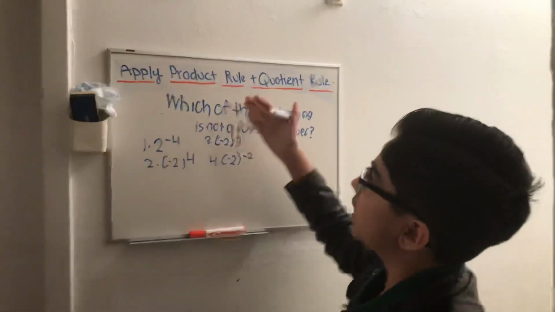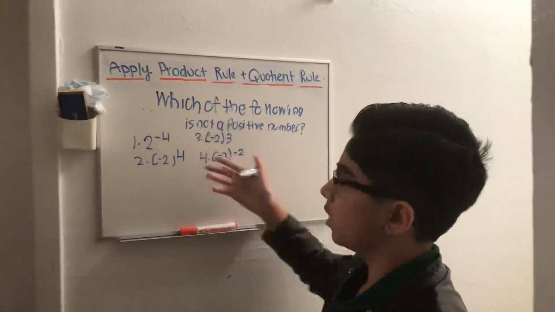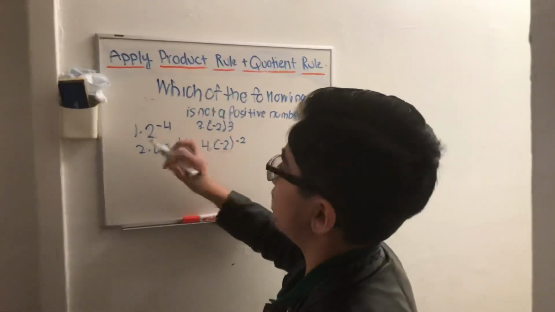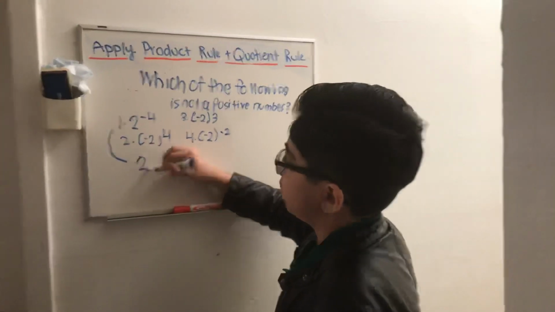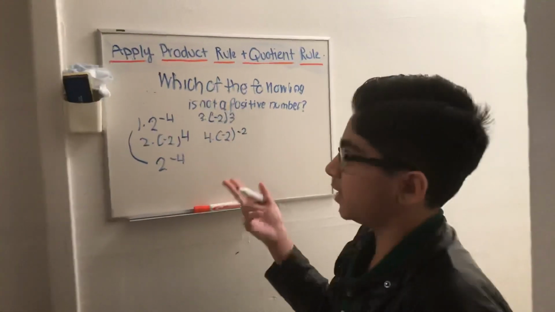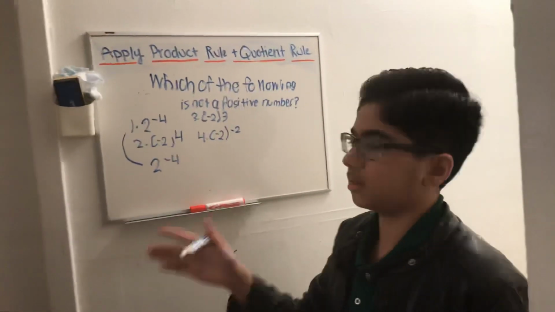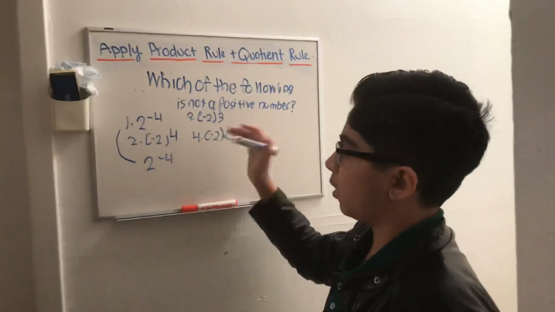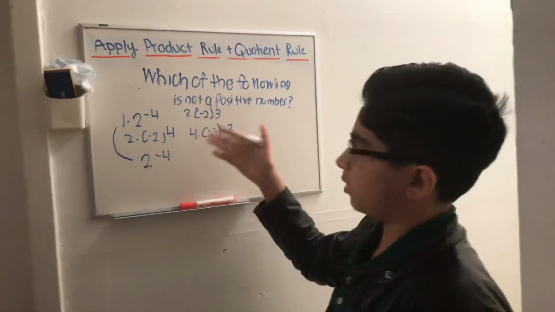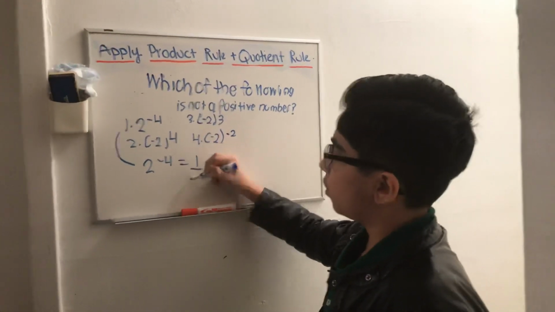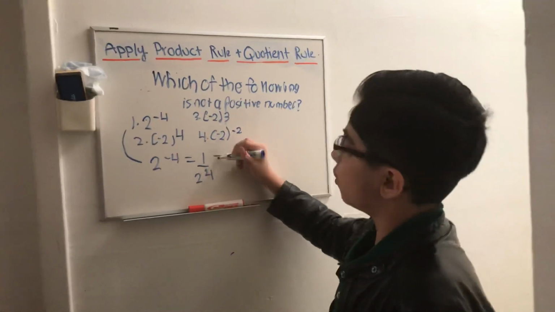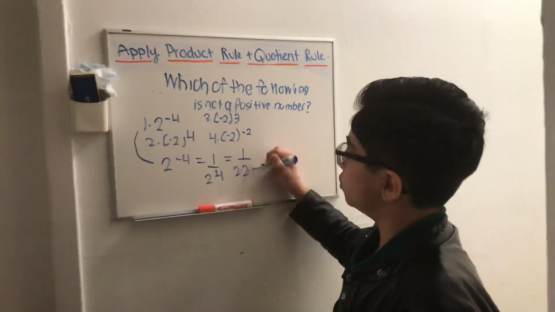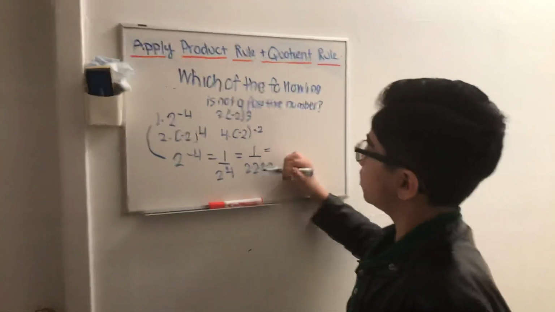So simply you would apply the product rule and or quotient rule to each choice and see which one is not a positive number. So let's do that. 2 to the power of negative 4. As mentioned earlier in the video, whenever you have a negative exponent, it simplifies to 1 over the base to the power of the positive exponent. So in this case, it's 1 over 2 to the power of 4.